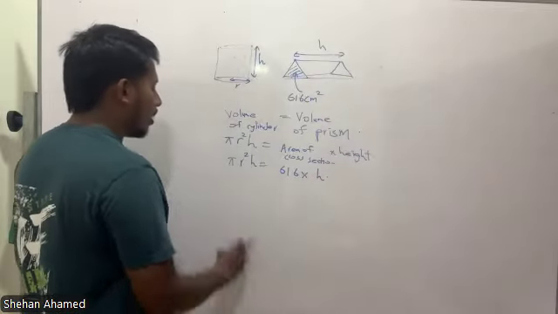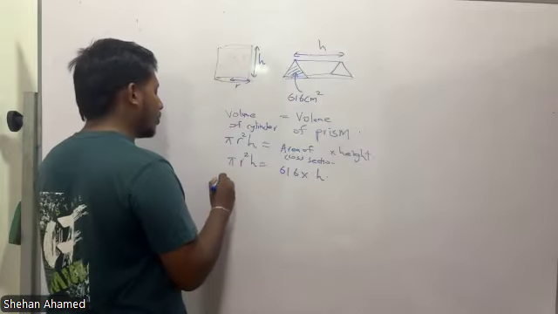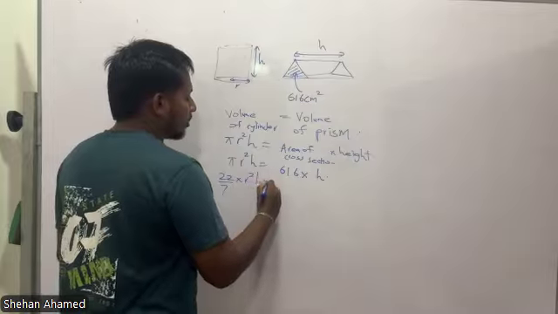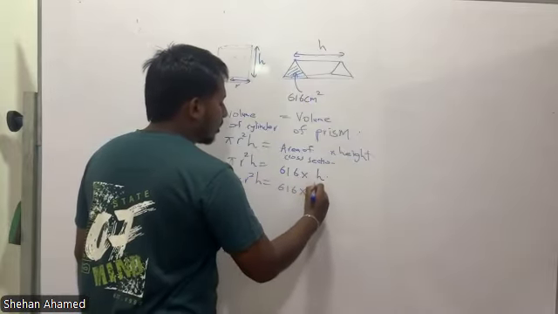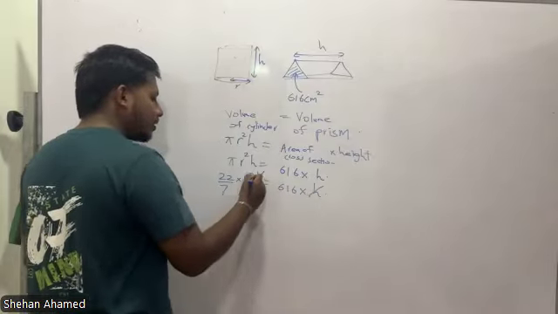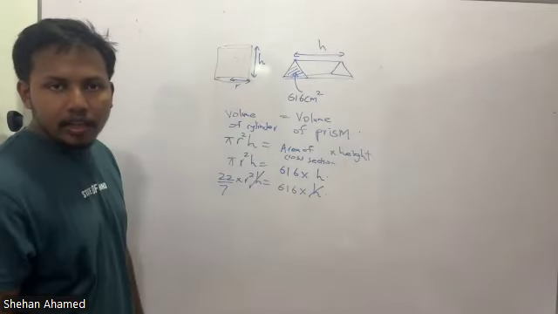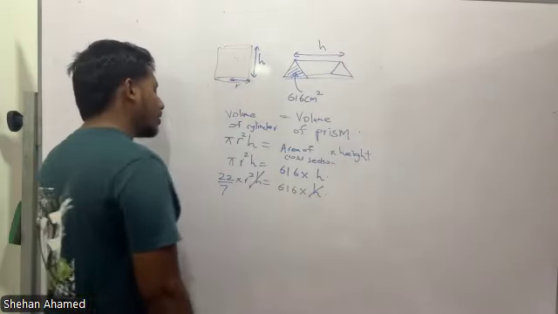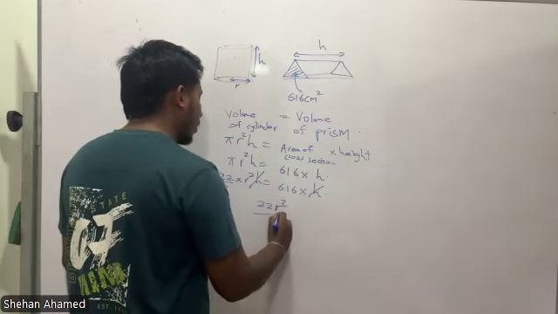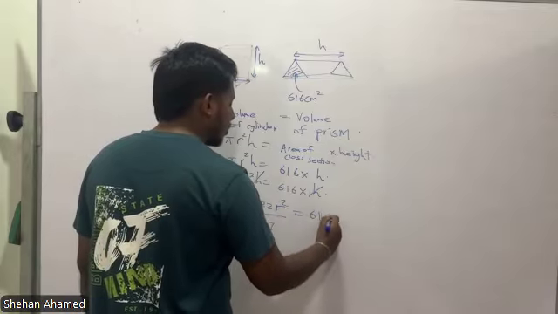Okay, right. Now pi value, you know, it's 22/7, times r squared h is equal to 616 multiplied by h. Okay, this h and this h cancel. Same, right? And next, what you can do, 22 r squared divided by 7 equals 616.